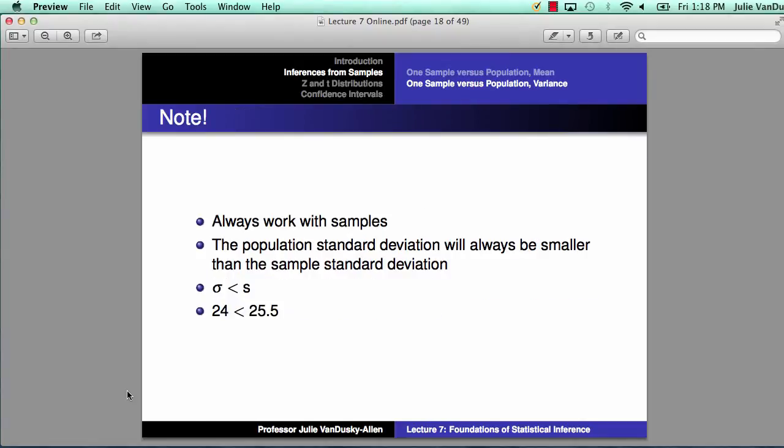Note that we always work with samples. As such, our sample standard deviation will not be the same as the population standard deviation. The population standard deviation will always be smaller than the sample standard deviation. Recall that the population standard deviation for the percent living under $2 a day was 24, while our sample standard deviation was 25.5.